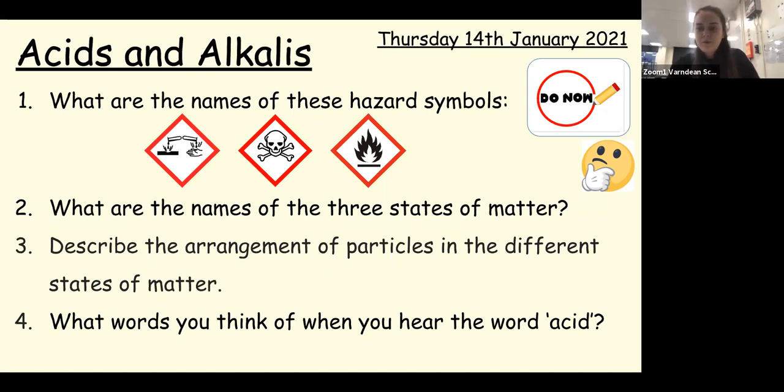Now, words we might think of when we hear acid. So when I did this before, we came up with words like burning, dangerous, we came up with corrosive and damaging, different words like that. But we also came up with words like lemons and vinegar and things that we might find at home. They're also acids. So acids and alkalis is what we're going to be looking at today.